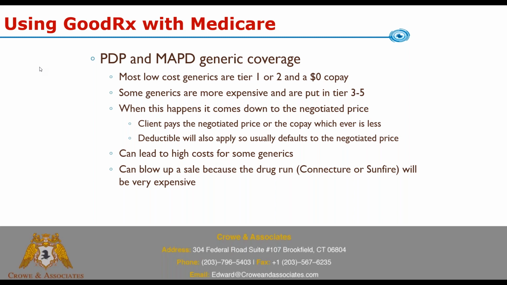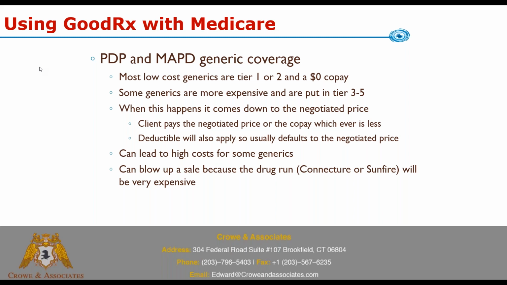And sometimes if you're trying to make a sale, maybe all the doctors line up on Aetna, for example, and that's the best fit, but there's one generic drug that they just cover horribly, and it's super expensive. It can blow up your sale, and then you've got to look for other plans and things like that. GoodRx can save you from doing that a lot of times. But anyway, when a generic drug goes into tier 3 to 5, they're going to pay the negotiated price. So if the company hasn't negotiated a good price, it's going to be expensive.